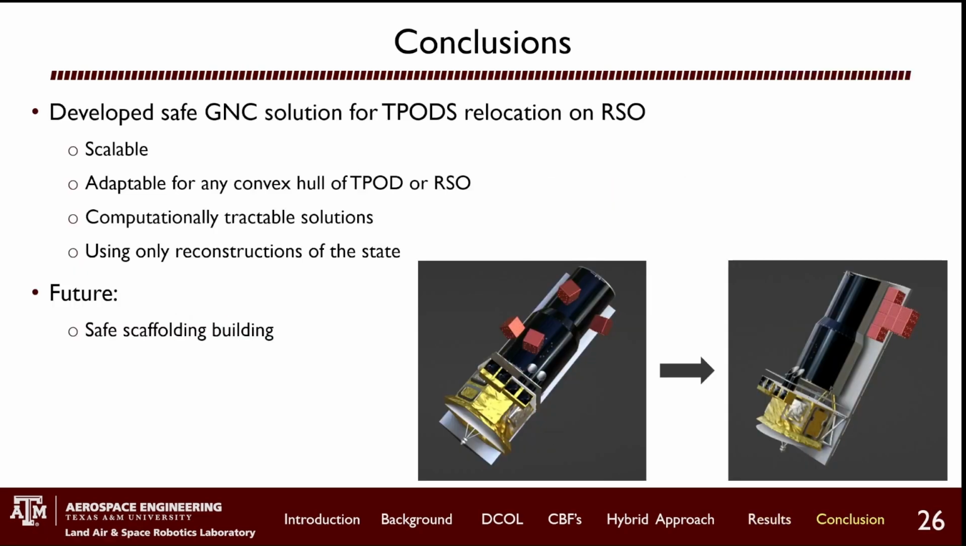So in conclusion, we developed a safe, scalable, closed-loop GN&C solution for multi-agent relocation on a tumbling RSO, which is adaptable for any convex hull of T-pod or RSO shape due to the decol approach, and was shown to be computationally tractable and very effective at ensuring safety.